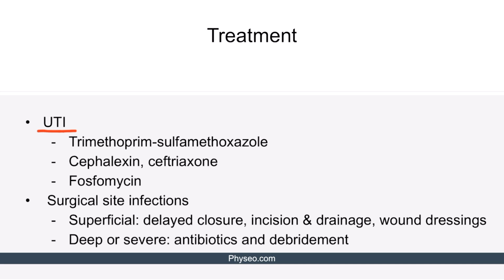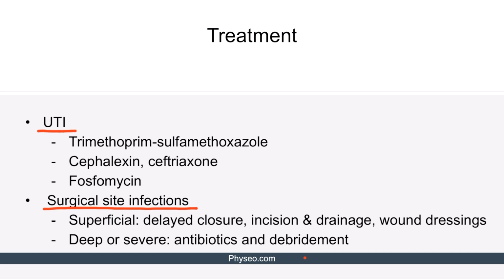You've looked at the patient, you've done a thorough physical exam, you don't think it's pneumonia, you don't think it's a UTI, but this surgical site looks awful, and now you're just going to treat. How do you treat this surgical site infection? Well, what you do is delayed closure and apply wound dressings. Typically, that's adequate for a surgical site infection.